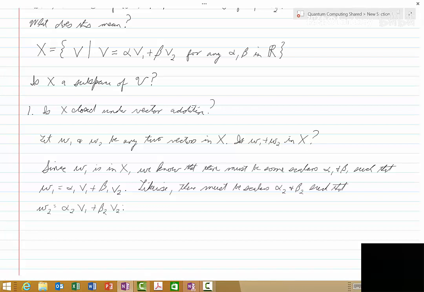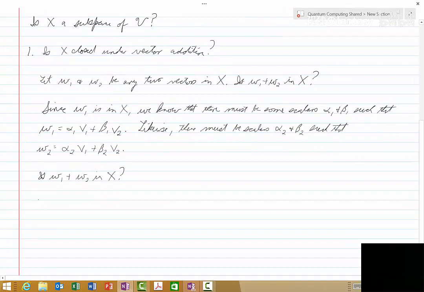So far we've just used the fact that W1 and W2 are vectors in X, plus the fact that every vector in X is a linear combination of V1 and V2 to express W1 and W2 in terms of V1 and V2. So now we get to this question. Is W1 plus W2 in X? Let me repeat the question here. Is W1 plus W2 in X?